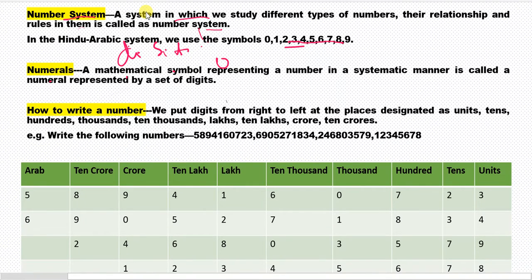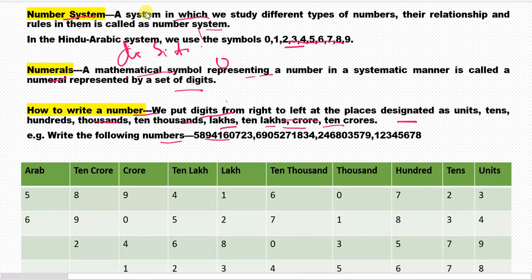Now we come to numerals. What is a numeral? A mathematical symbol representing a number in a systematic way is called a numeral, represented by a set of digits. Now the problem is how to write a number. We put digits from right to left at the places designated as units, tens, hundreds, thousands, ten thousands, lakhs, ten lakhs, crore and ten crore, arab. Here is an example; you can take help from it to understand how we can write a number.